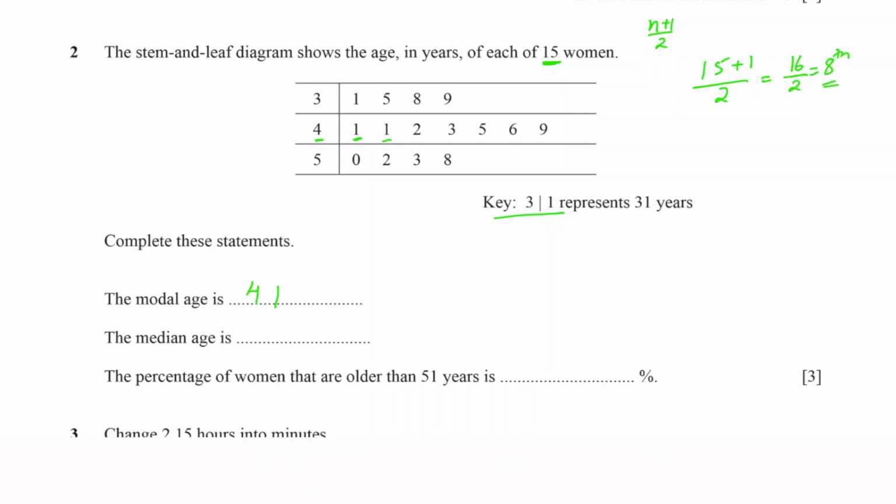So what is the 8th value? Counting 1, 2, 3, 4, 5, 6, 7, 8, we get 3, which you have to read as 43. So 43 is the median.